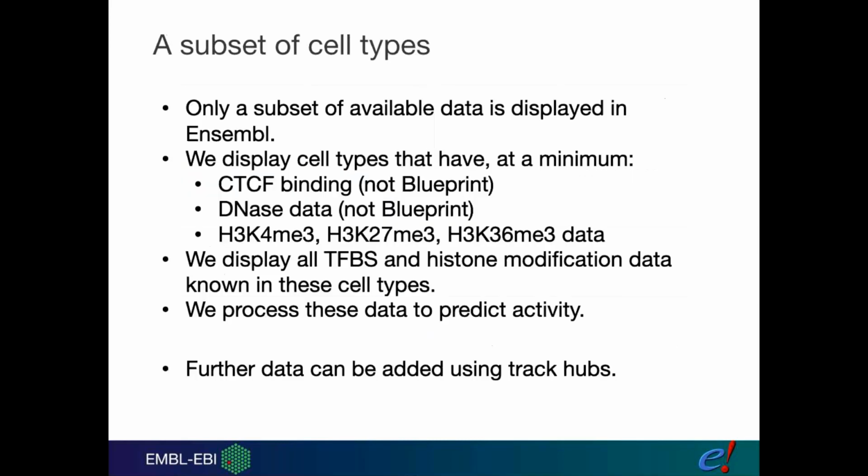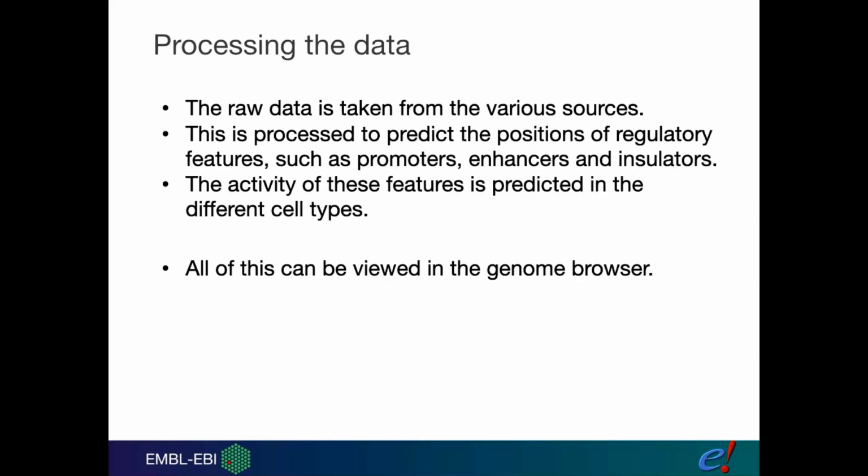We don't display all the cell types that these groups have studied. When we do our build, we need to have CTCF binding, which is not available for Blueprint, and we need to have histone 3 lysine 4 trimethylation, histone 3 K27 trimethylation, histone 3 K36 trimethylation, and we process these data. So we take the data from the raw data and we predict where we've got promoters, enhancers, insulators, and which cell types they're active in.